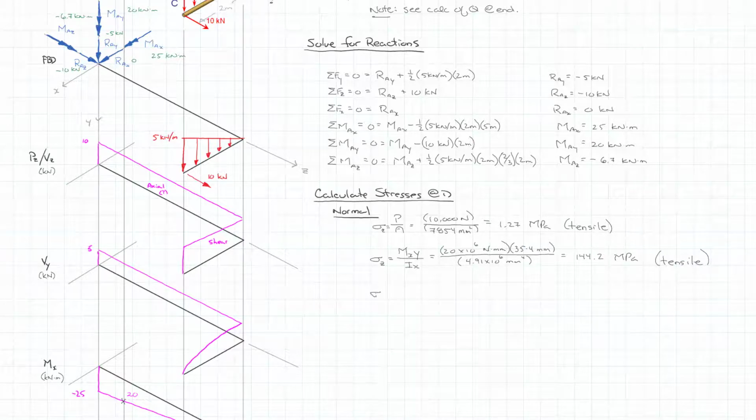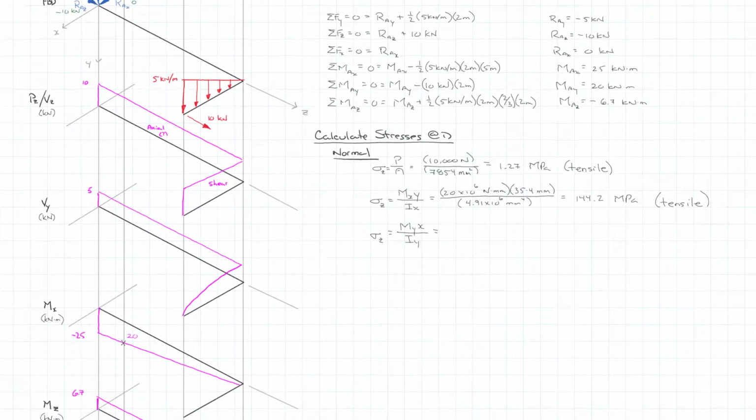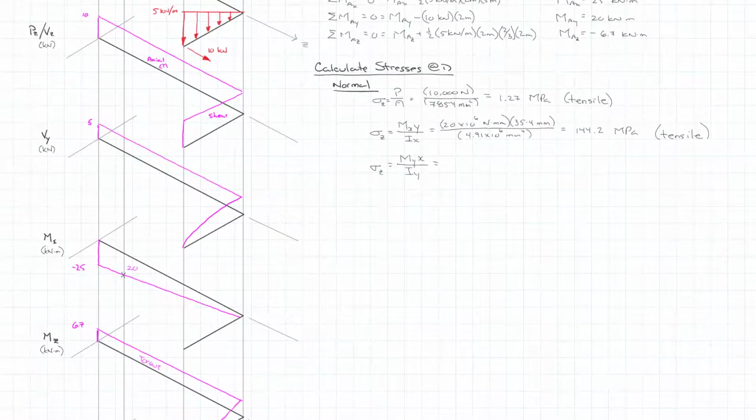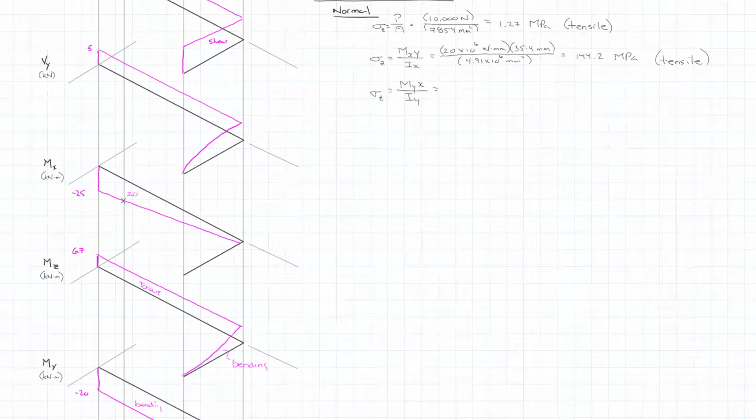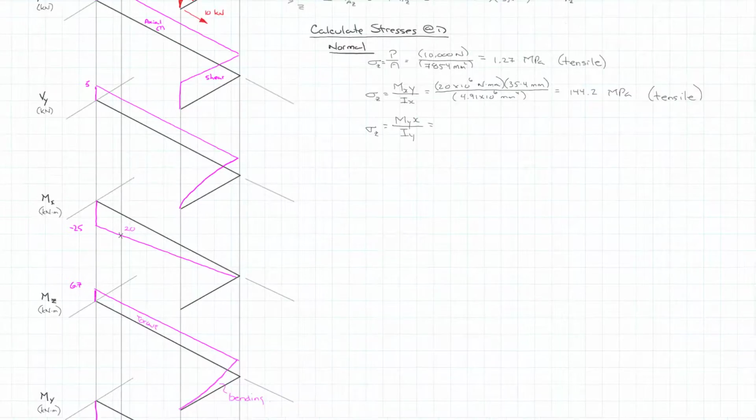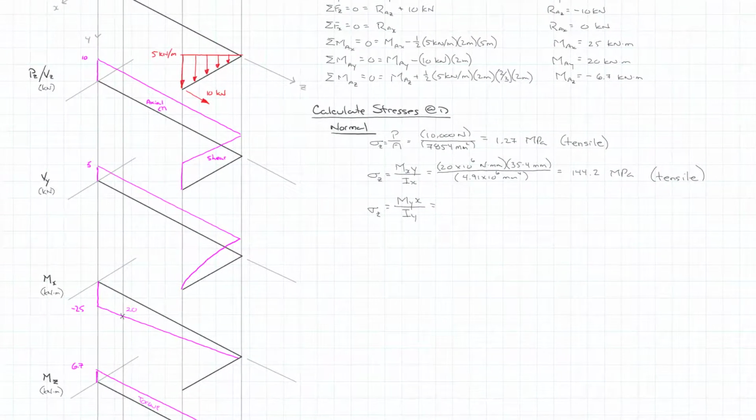And finally, we have our sigma z as a result of bending about the y-axis. So we have our M sub y, and we're going to vary in our distance x, and this will be our I sub y. And so if I go down and look at my M sub y, and that's off the page, so I'll just scroll down a little bit to see what that looks like. And it is constant between A and B and a negative y of 20 kilonewton meters. So let's go back up here. So this is, again, 20 kilonewton meters.